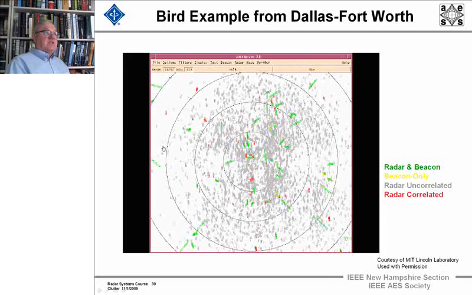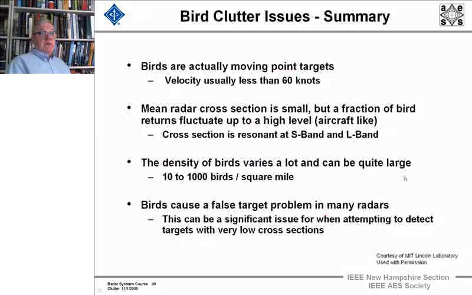And this is an example of extreme bird clutter coming through the tracker of an ASR-9. So even today, birds can be a problem. It is probably the worst time of the year that Dallas had that problem. But they can always, of course, go to beacon-only tracking.